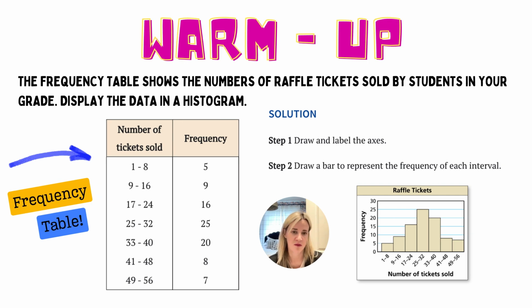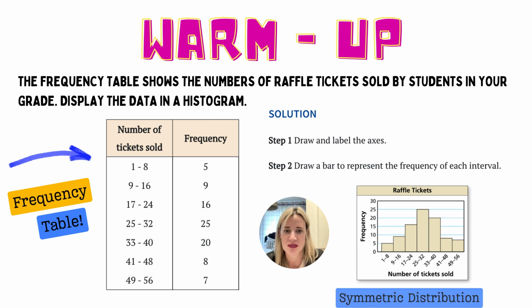Looking at the histogram from the warm-up, this data does not have a tail. It's definitely not perfect, but most of the data falls under a perfect little bell shape that's pretty symmetric. So this data here shows a symmetric distribution.